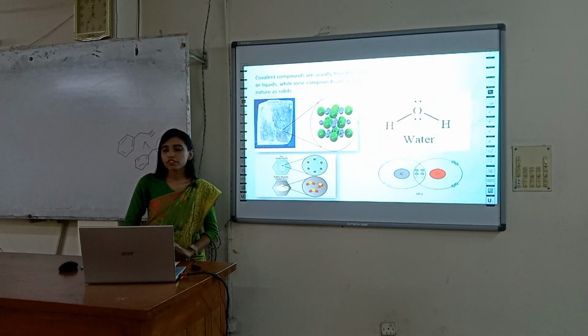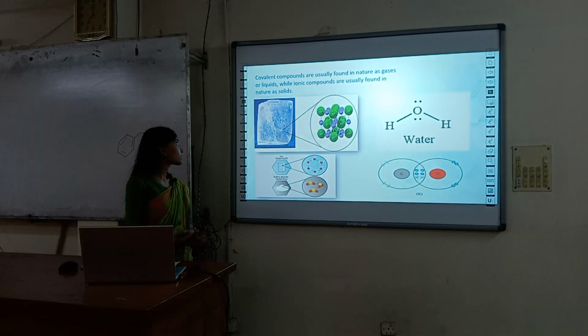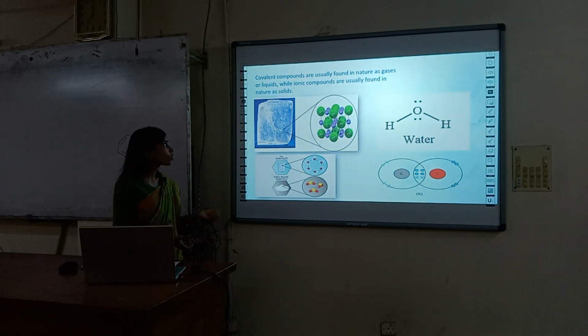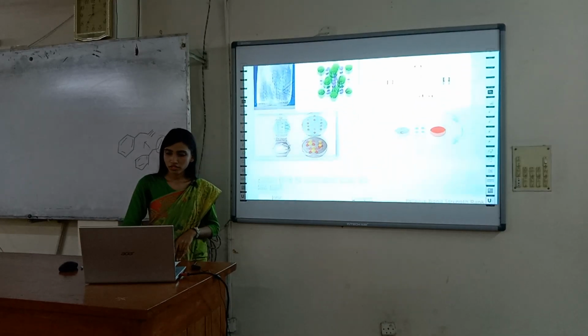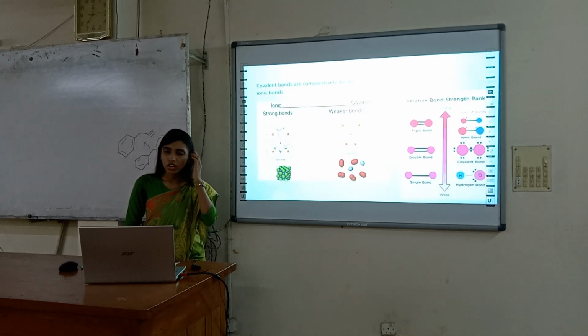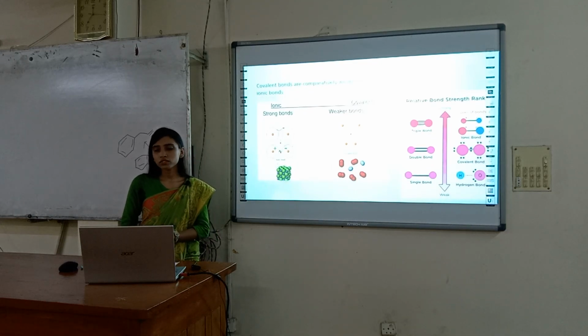Covalent compounds are usually found in nature as gases or liquids, but ionic compounds are usually found as solids. Like water is covalent, so it is liquid, and salt is ionic, so it is solid. Covalent bonds are comparatively weaker than ionic bonds.